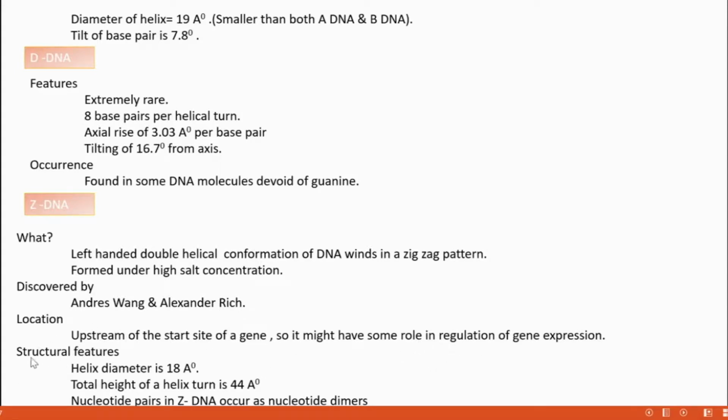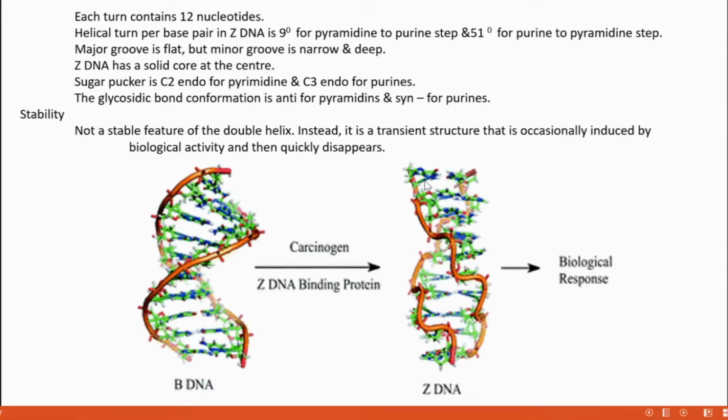Then next, structural features. The helix diameter of Z-DNA is 18 Angstrom, and the total height of a helix turn is 44 Angstrom because it is a stretched one. Then nucleotide pairs in Z-DNA occur as dimers. Dimers means, I will show you here, as a picture. Base pairs are here. Base pairs in one strand make a covalent bond with the base which is nearby.